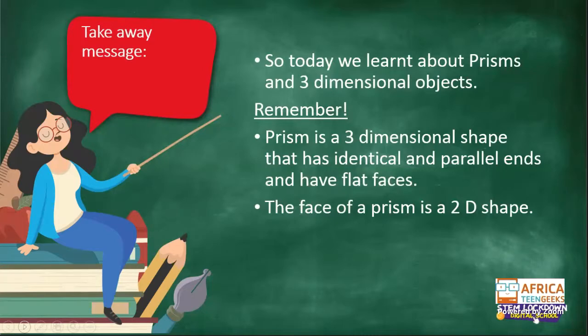Right, so what is it that we learned today about? It was prisms and three-dimensional objects. So we must remember that a prism is a three-dimensional shape that has identical and parallel ends. And those ends, and the faces, must be flat. Okay, so the face of a prism is a 2D shape. So that's what you take away with you.